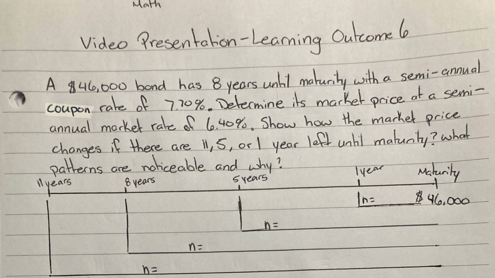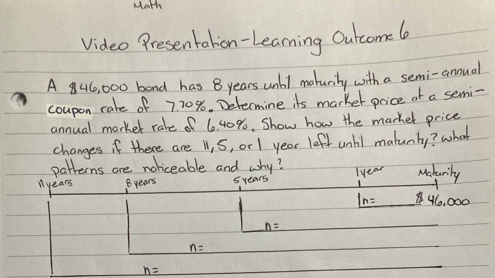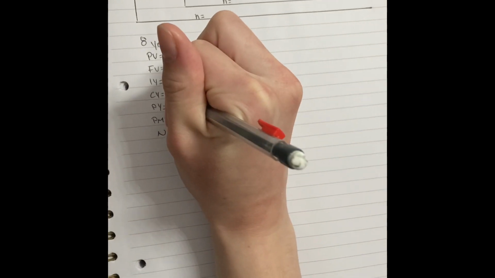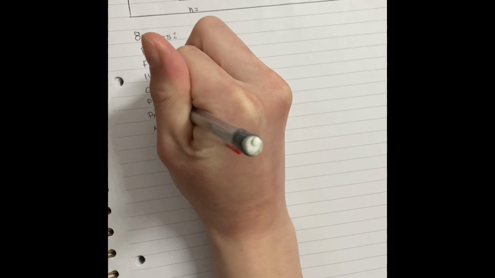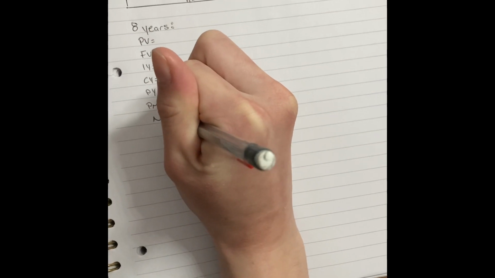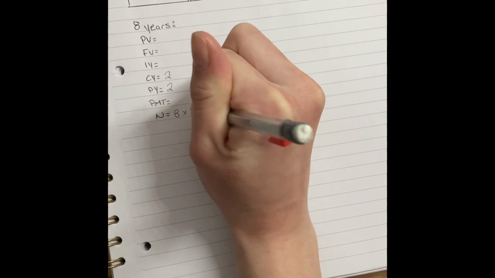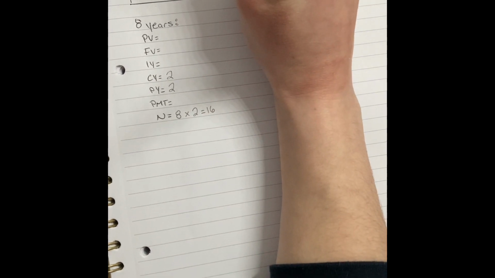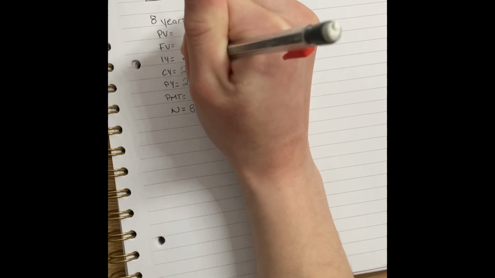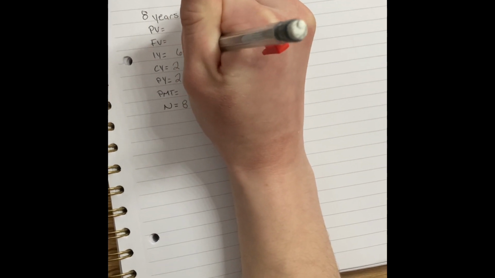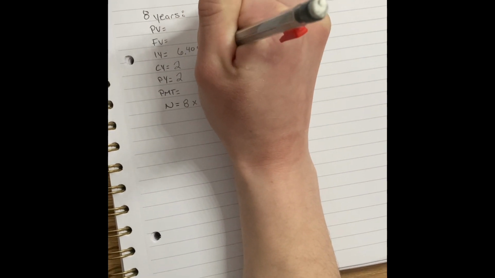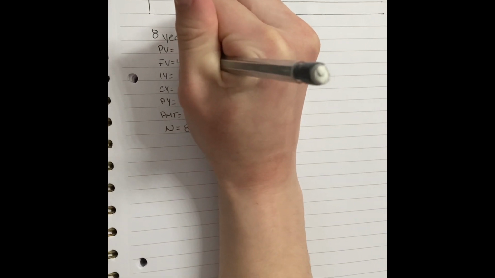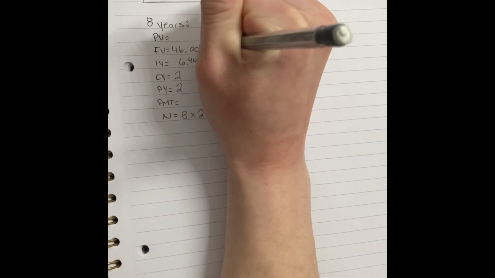So I started out by drawing out a timeline with the markers 1 year, 5 years, 8 years. Since both rates are semi-annually, we can put 2 in for CY and PY, and then for N it'll be 8 years times 2, which will end up being 16. So I'm going to put that in my timeline. And then for IY, we'll be using the market rate of 6.4%. And since the bond is a $46,000 bond, we can put that in for FV.